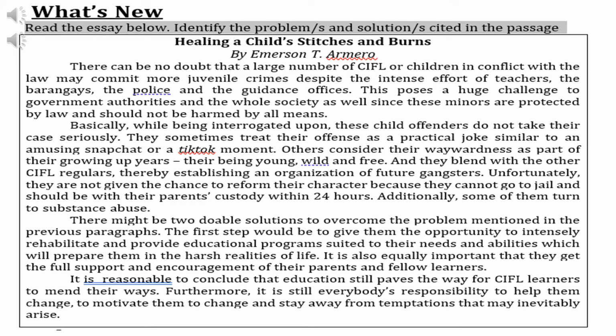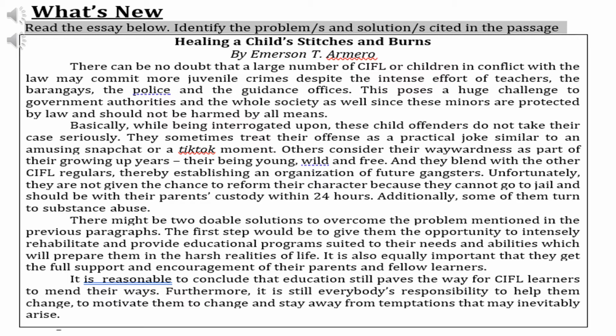Basically, while being interrogated, these child offenders do not take their case seriously. They sometimes treat their offenses as practical jokes similar to an amusing Snapchat or a TikTok moment. Others consider their waywardness as part of their growing up years. They are young, wild, and pretty, and they blend with the other CIFL regulars, thereby establishing an organization of future gangsters. Unfortunately, they are not given the chance to reform their character because they cannot go to jail and should be in their parents' custody within 24 hours. Additionally, some of them turn to substance abuse.